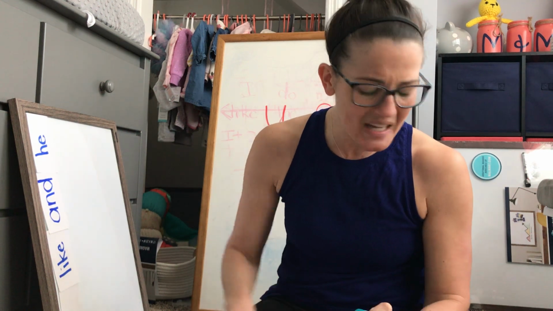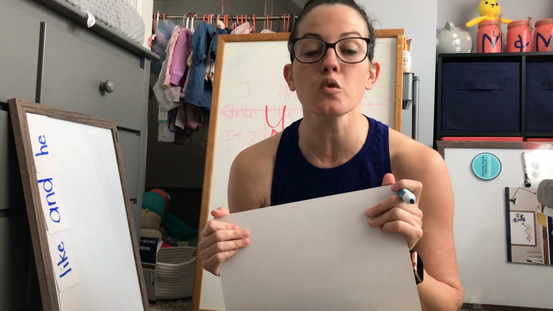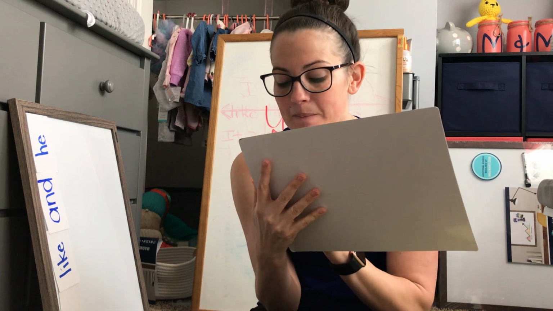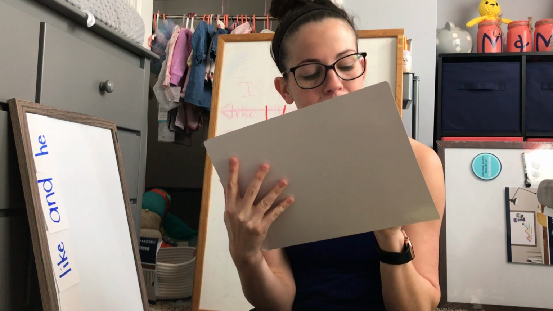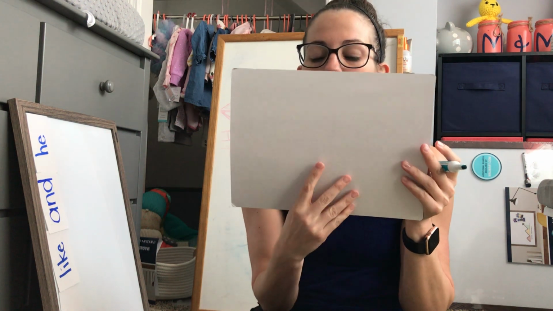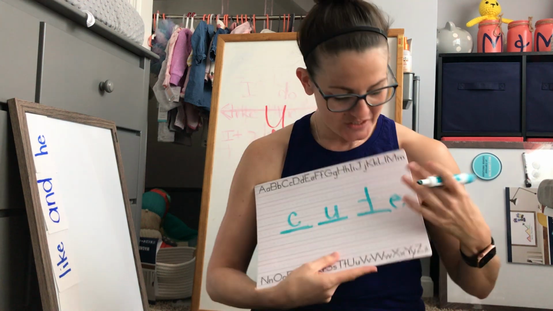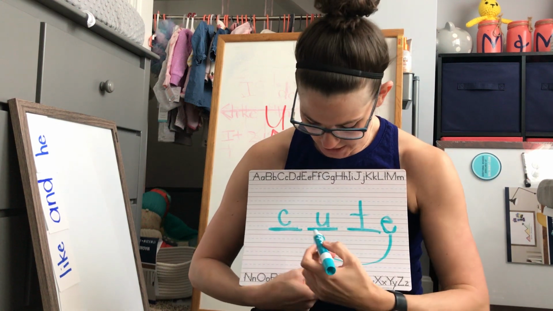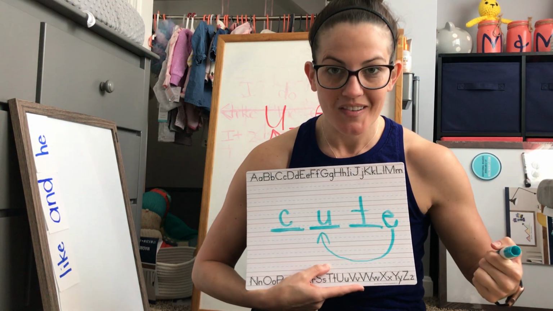Okay, erase. Next one, cute. You say it, cute. Leak it out. Cute. Do your sound lines. Cute. Okay, get to work. Do you need sneaky E? Cute. 3, 2, 1, show. Did you get it? So the E, whoopsie, I almost erased him. It's going to come on to make the U say you. Cute. Cute. Good job. Erase.